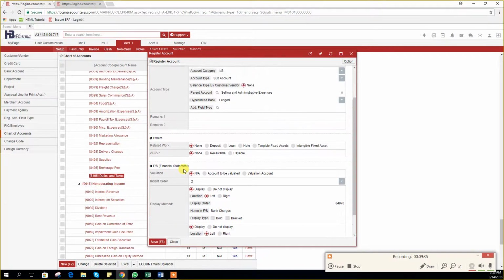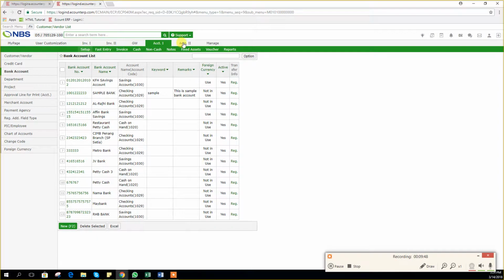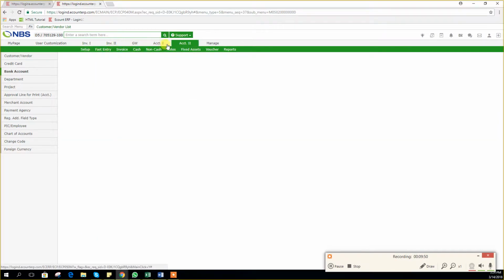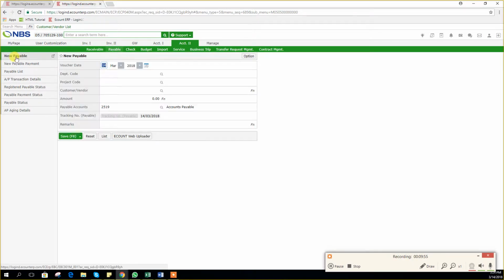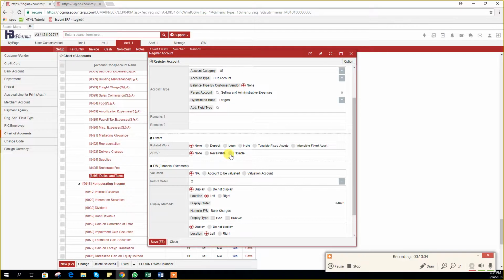So now, if it is a payables account, you need to put it as payables. Then only you can create a new payables later. Inside here, you are going to create a payables. When you want to create this new payable here, this account must be registered as a payable account. If not, you cannot do a new payable because it's not a payable account.